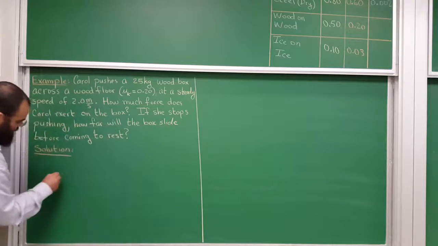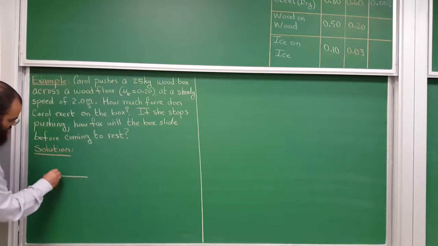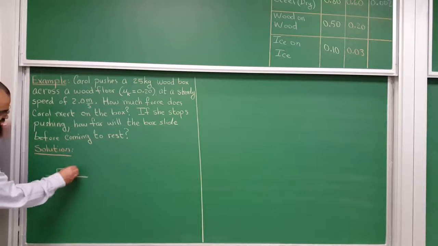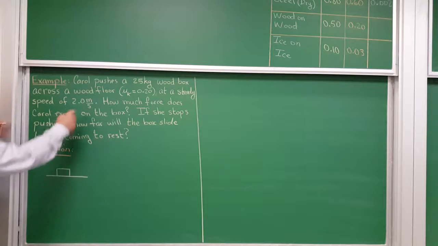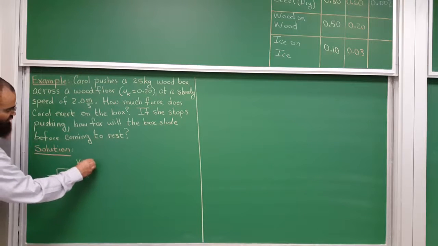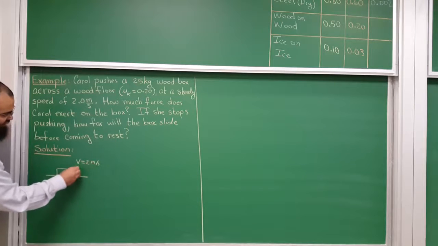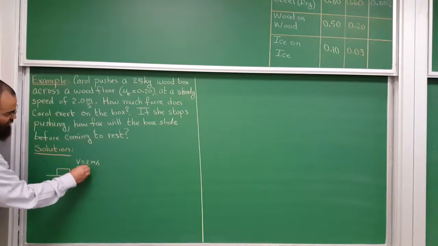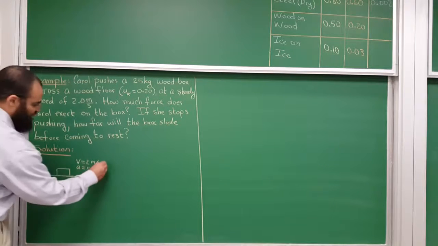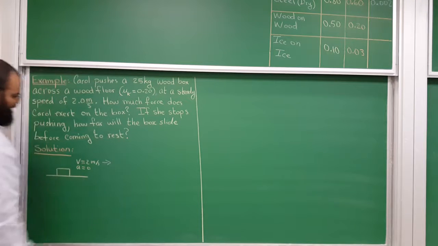Let's see. So here is the wooden floor, and here is the wooden box, and the box is moving at a speed of 2 meters per second. V is equal to 2 meters per second. That means the acceleration is simply equal to zero, because it's constant speed. And the box is, let's say, moving this way, right? It's moving that way.